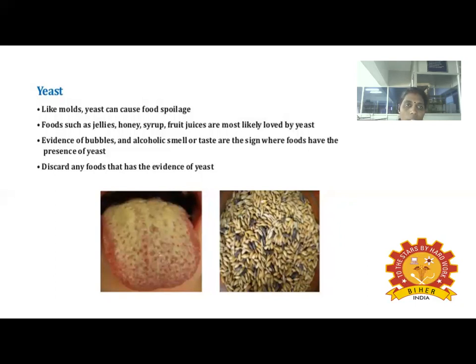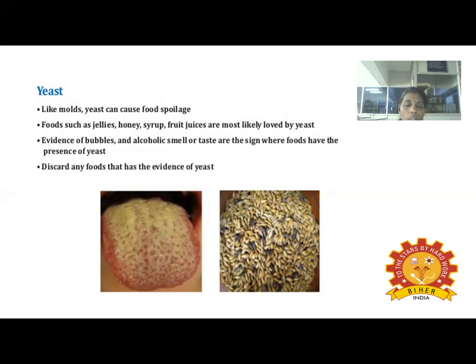Next is yeast. Like mold, the yeast can cause food spoilage. The foods such as jellies, honey, syrup, fruit juices are most likely loved by yeast. The evidence of bubbles and alcoholic smell or taste are the signs that the foods have the presence of yeast.